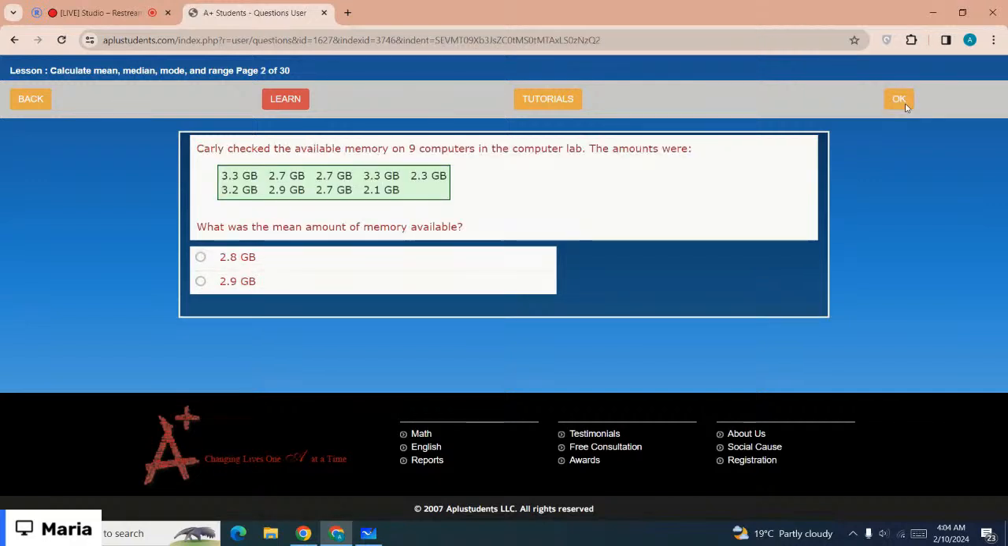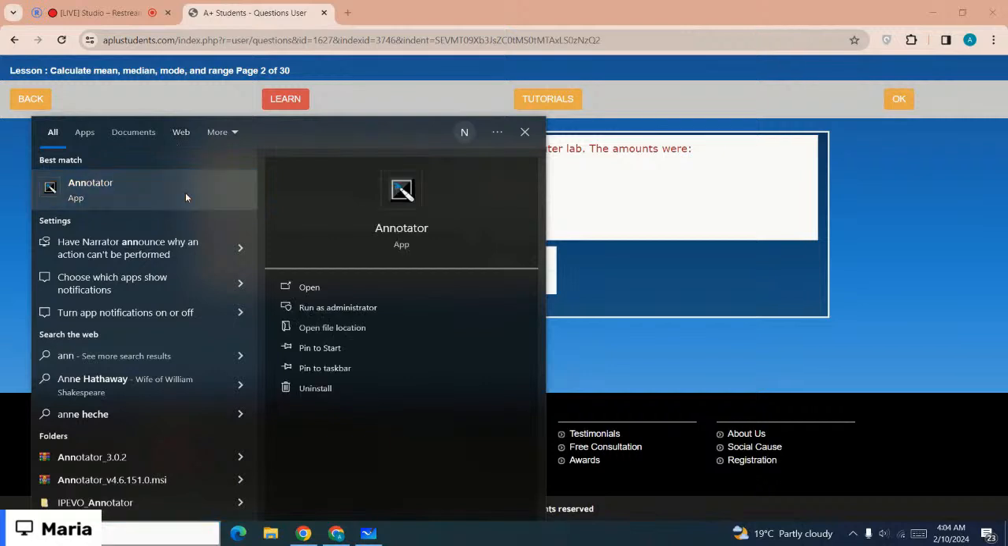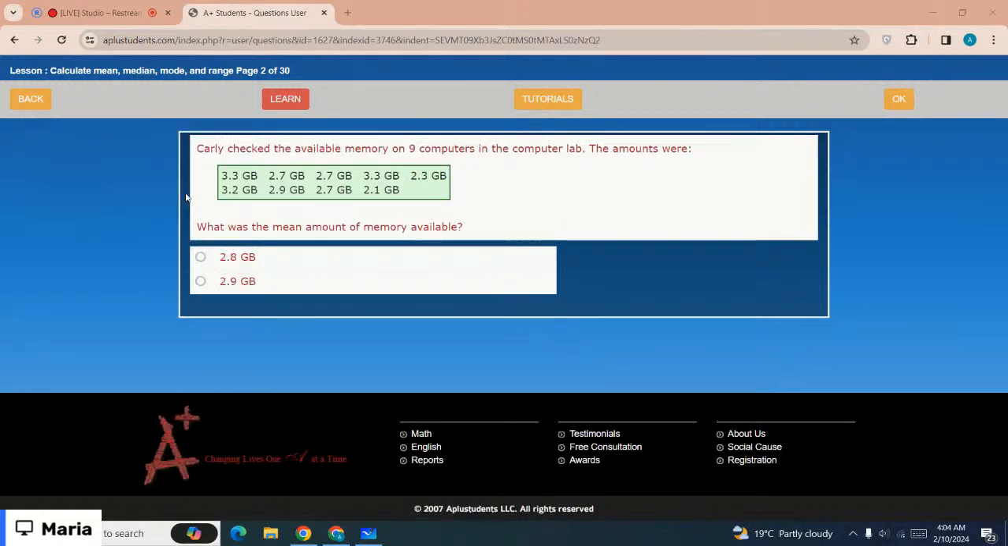Okay, Carly checked the available memory of 9 computers in the computer lab. You are given the amounts, right? What was the mean amount of memory available? You have to calculate the mean. So how do we calculate the mean when we are given a data set? You have to follow two steps.